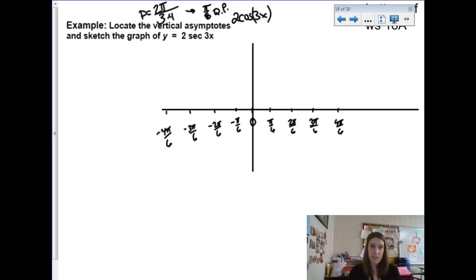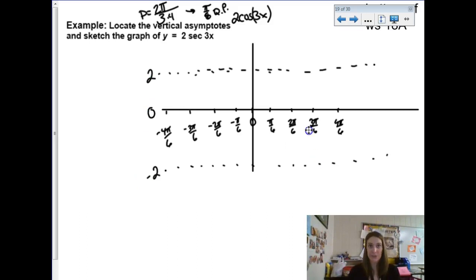So I'm going to ghost in the cosine function. But I haven't drawn the amplitude lines in yet. Can't even ghost in a horizontal line today. Alright, so this is 2, this is 0, this is negative 2.